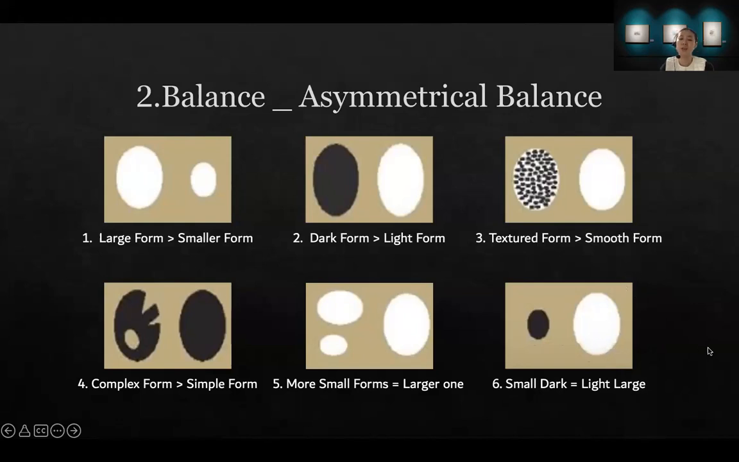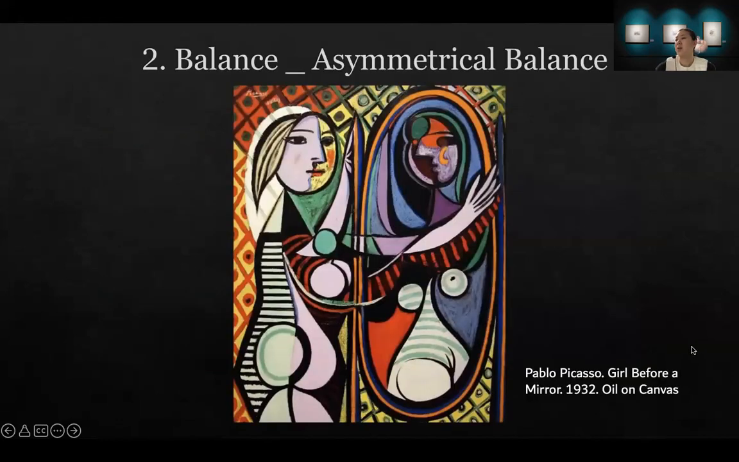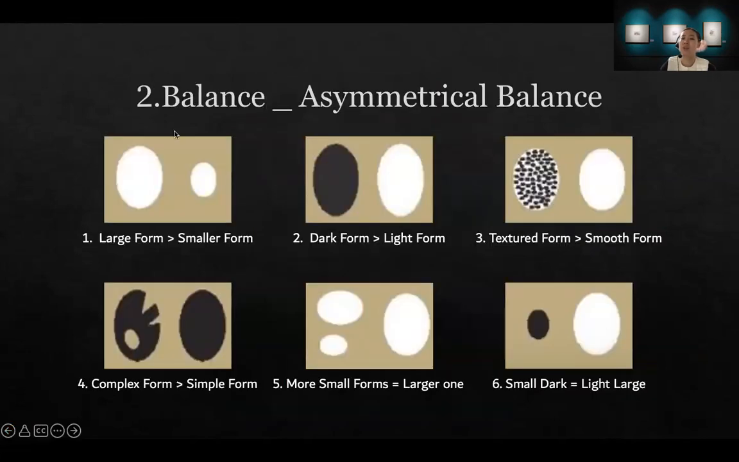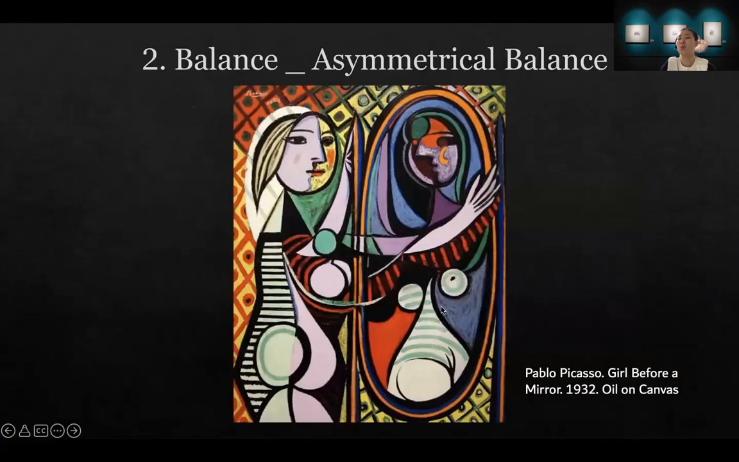So let's see the actual examples with these basic features. This is Pablo Picasso's painting, Girl Before a Mirror, from 1932. Which types of asymmetrical balance did he use, everyone? So here are the options again. There are 6 types of asymmetrical balance. Can you guess which asymmetrical type the artist used in this work of art?